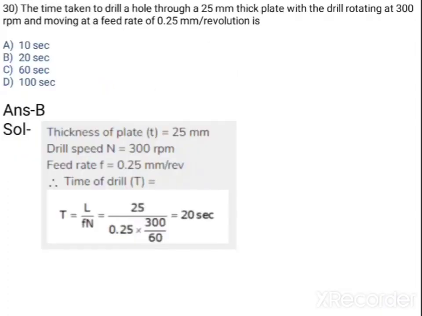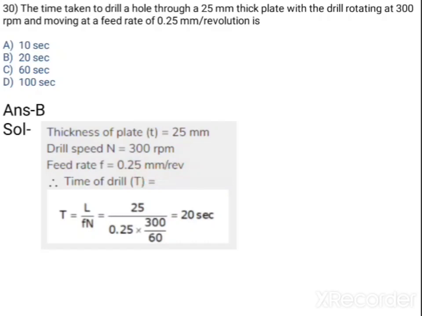Okay, very easy. Now the last one is also a simple question, nothing else in that. The time taken to drill a hole in a 20 mm thick plate with the drill rotating at 300 rpm, moving at a feed rate of 0.25 mm per revolution is? Thickness of the plate is given as 25 mm, drill at 300 rpm, feed rate is 0.25 mm per revolution. So how to find out the machining time?